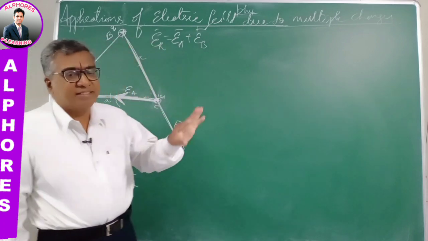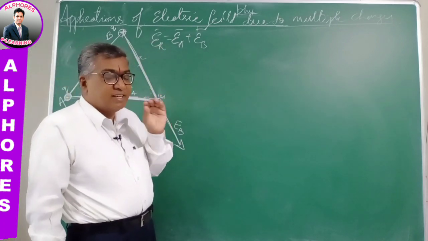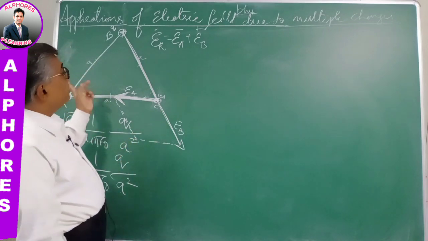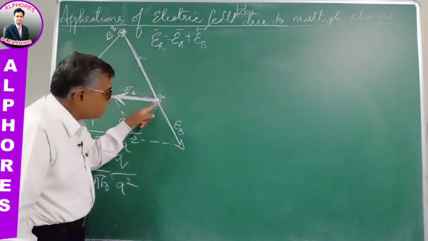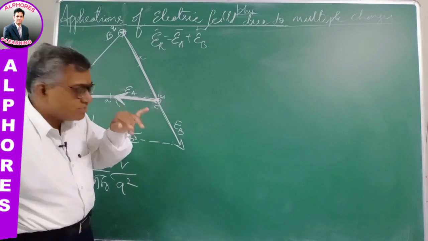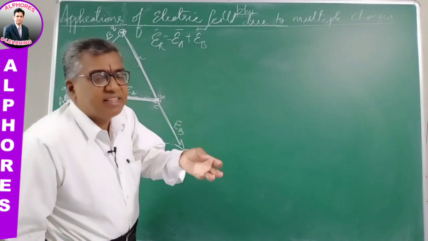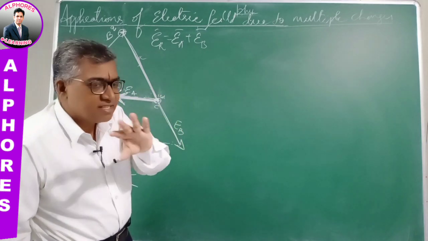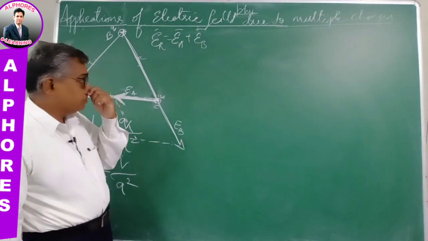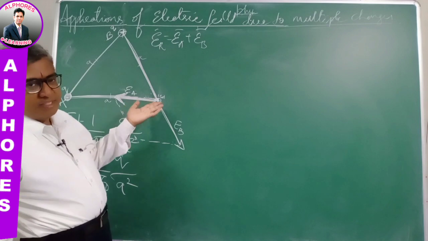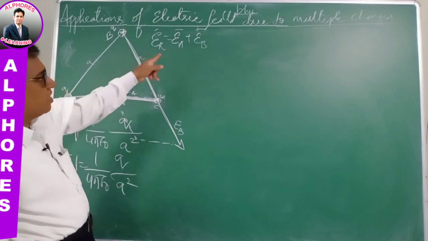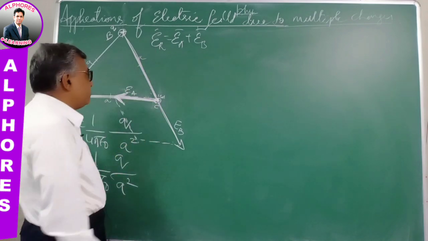So don't get diverted, don't get confused about whether it is the field due to 2 charges or the field when there are 3 charges. It does not matter, because at the point of concentration, whether the charge is existing or not, it does not matter, right? So in the problem now, we have taken only 2, so therefore it is EA bar plus EB bar.